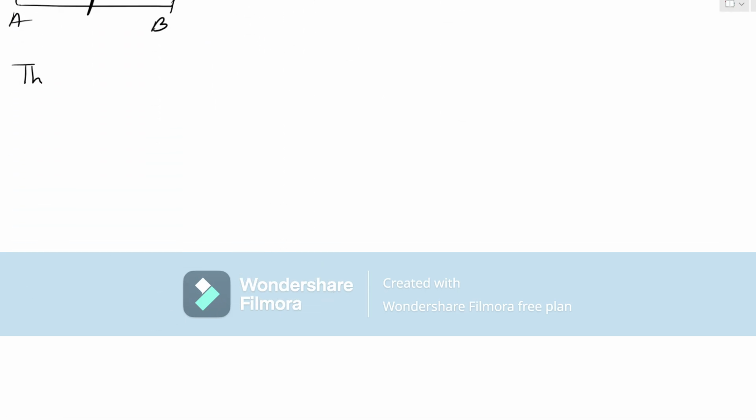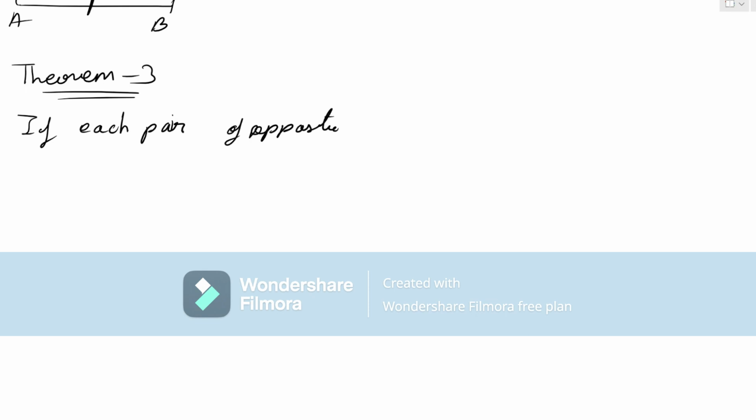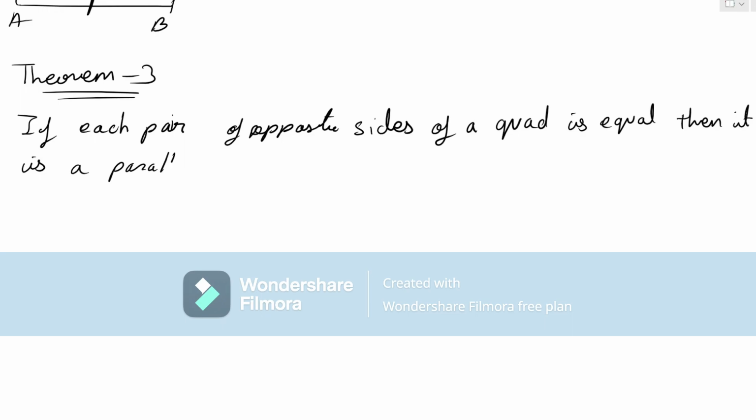Now theorem 3. If each pair of opposite sides of a quadrilateral is equal, then it is a parallelogram.